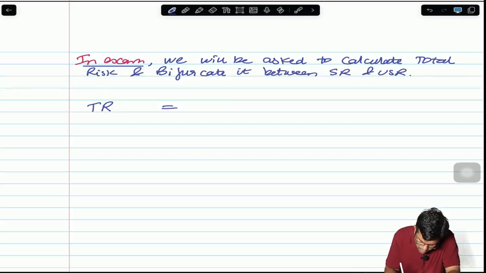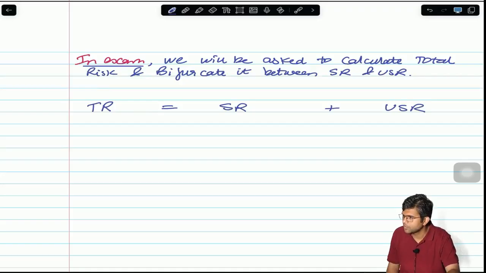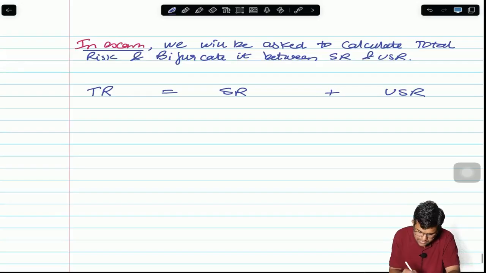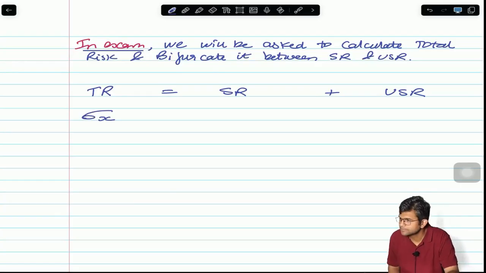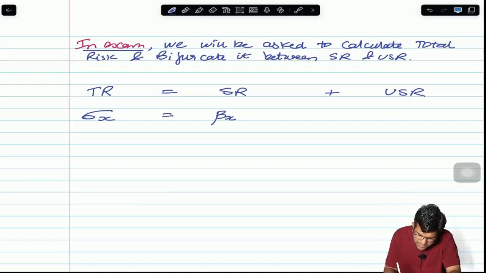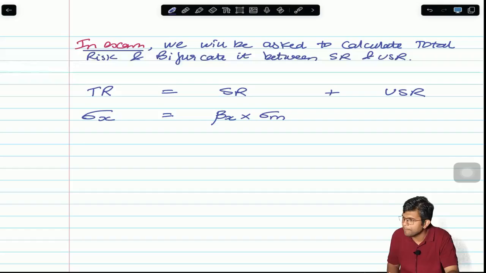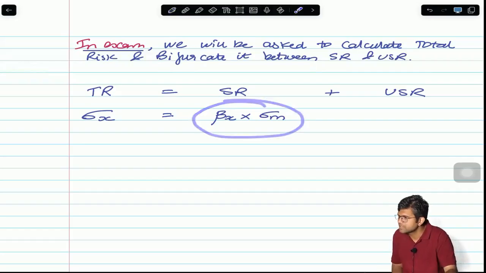TR equal to SR plus USR. You understood this? Total risk is equal to systematic risk plus unsystematic risk. Total risk, students, can I say is your sigma? Everyone there, total risk is the sigma, no? You remember, na? William Sharpe came and said this is total risk and all that. Systematic risk, na, is beta x into sigma m. Sir, what is this? Anyone can figure out how is this the systematic risk?